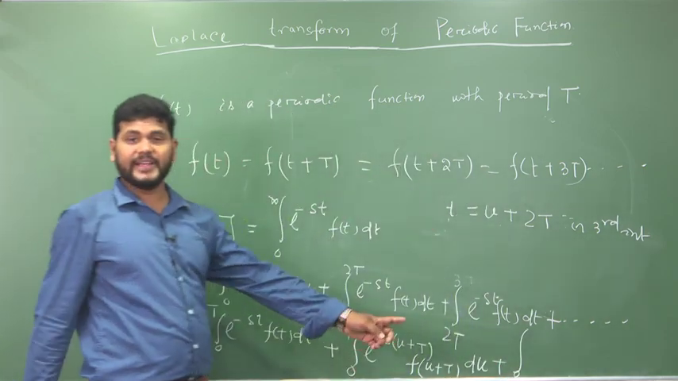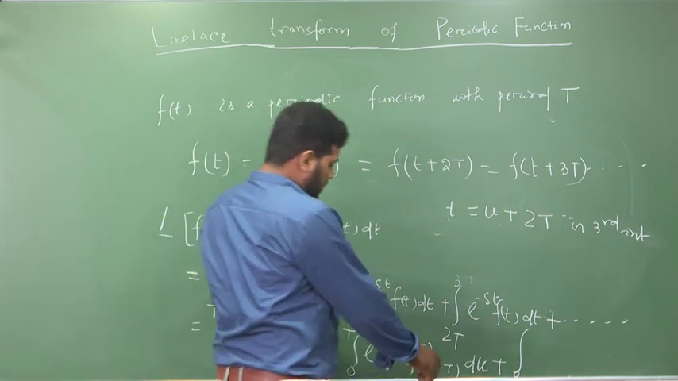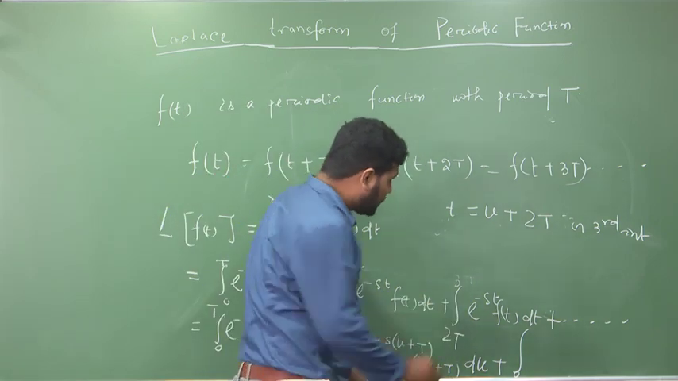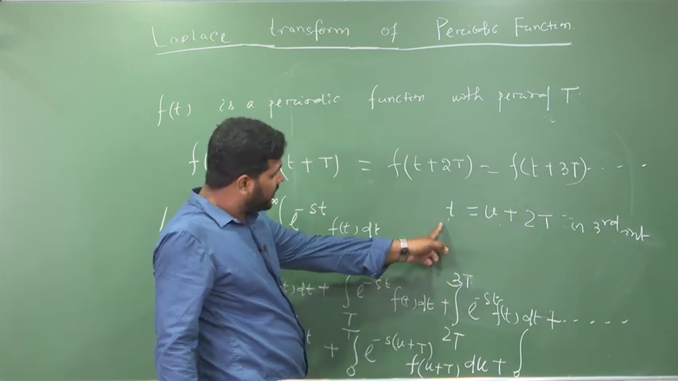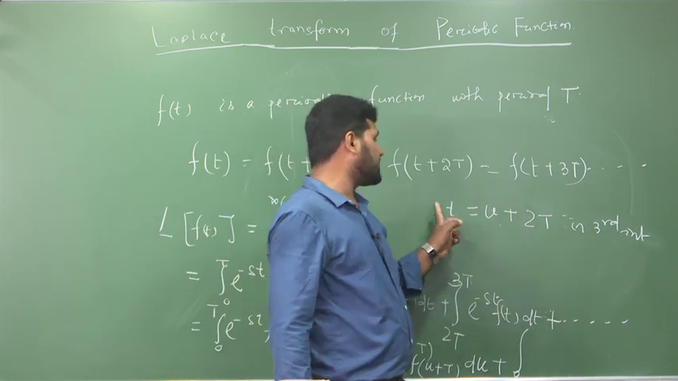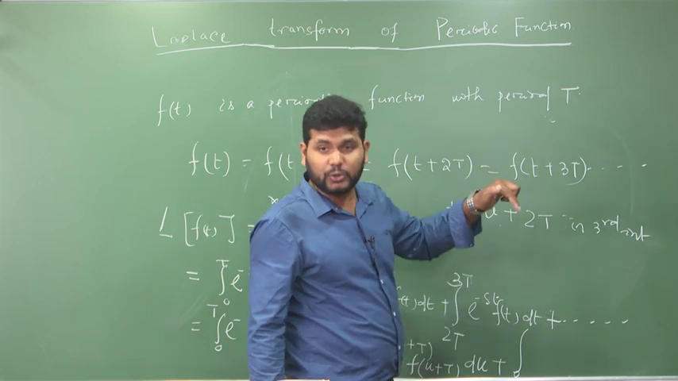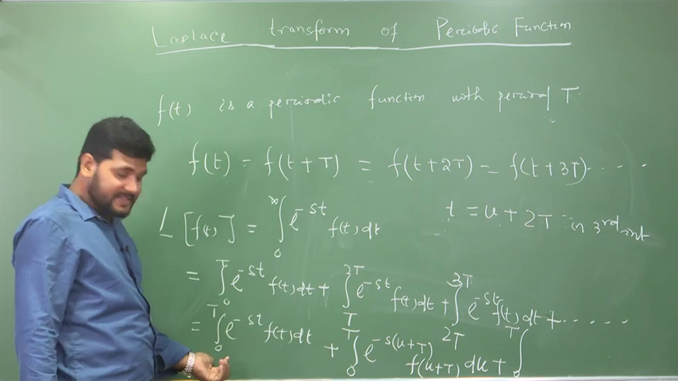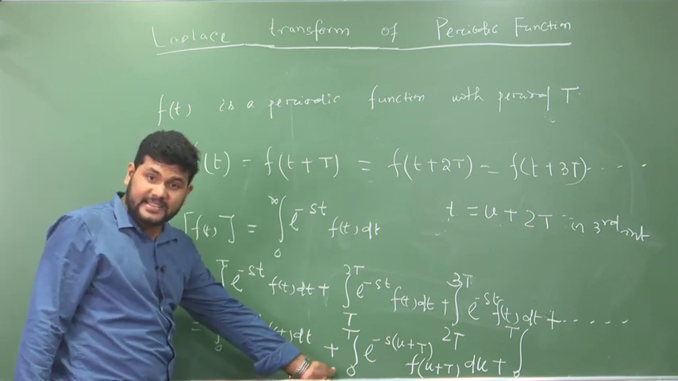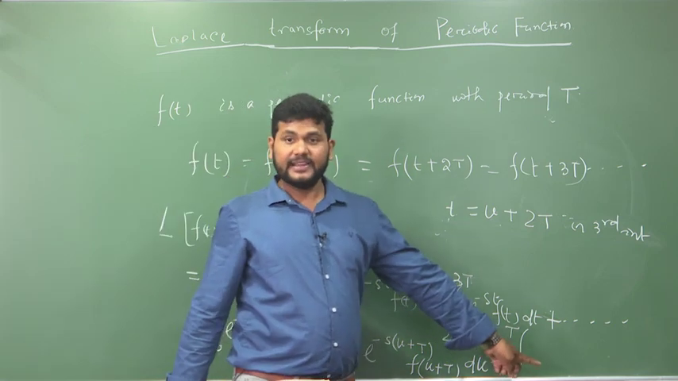So the lower limit is 0. Now at small t equal to 3t, put it here, 3t and 2t are balanced, and what is left? u is equal to t. And see what is in the first integral, what is in the second integral, I am getting that is in the third integral.